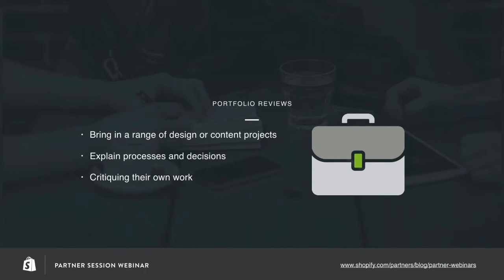The point of this is obviously to explain their processes and decisions behind their design, and also get them to critique their own work a bit. See if they can really dig in, explain the reason why they design things a certain way, and maybe ask if they could do something differently. What would they do now in hindsight? It's a great opportunity to talk that through.